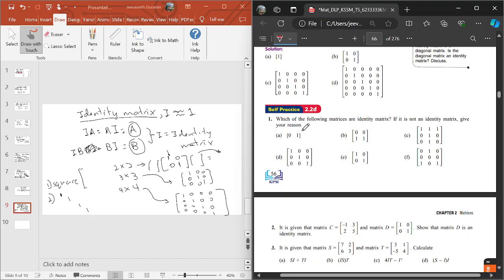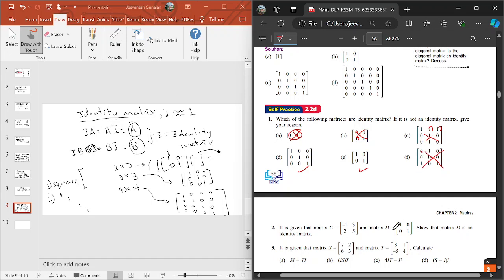Well, this is not, obviously, because it is not square. This one is square, but 1 should be here and this should be 0, so this is not. This is definitely not, because this should be 0 0, a lot of errors. Okay, this is an identity matrix and this is an identity matrix, because both of them are square and diagonally they are 1. Here, even though it's square, the numbers should be 1 1 diagonally, so it's not diagonally 1, so it's not an identity matrix too.